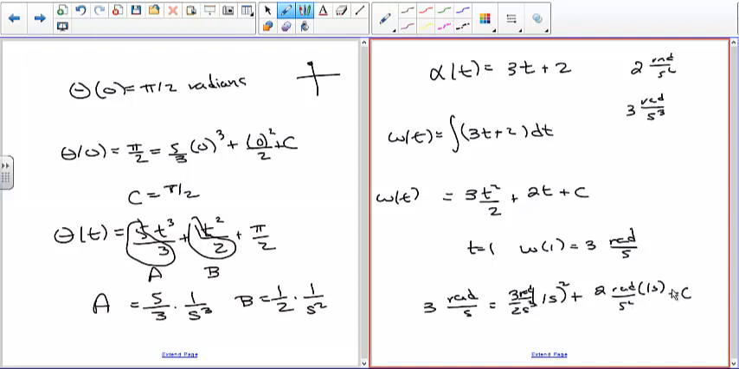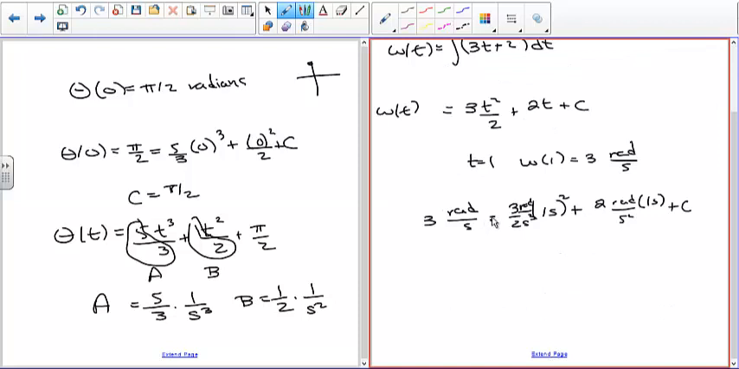And then you have your arbitrary constant c. So the units are all correct. And the units for c are going to be radians per second as well. So you'd have 3 is equal to 3/2 plus 2 plus c. So what do you get? You'll get c equals negative 1/2, I think. Yeah, because you'll have 3 minus 3/2 minus 2, which is 3 minus 2 is 1, minus 3/2. So you get negative 1/2. So that's equal to c.